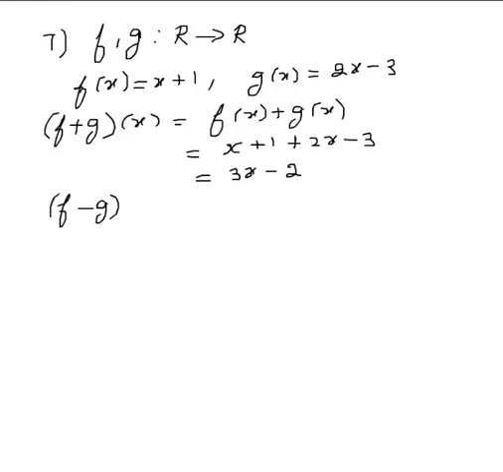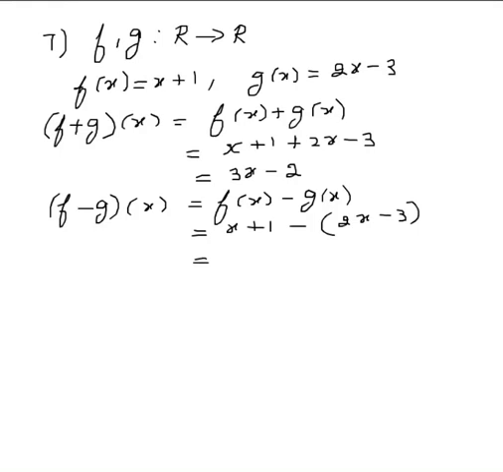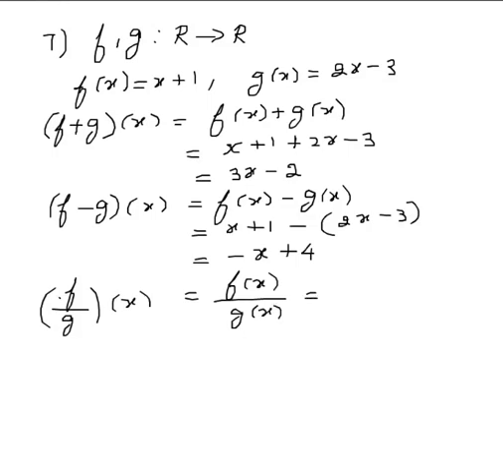And then let us find f minus g of x, which is f of x minus g of x. f of x is x plus 1 minus of g of x, which is 2x minus 3. Distribute the negative sign. So x minus 2x is minus x, 1 plus 3 is 4. Let us find f by g. f divided by g of x is f of x divided by g of x, which is x plus 1 divided by 2x minus 3. And we have a condition here: 2x minus 3 should not become 0. That is, x should not be equal to 3 by 2.